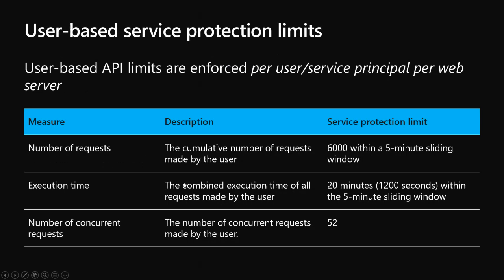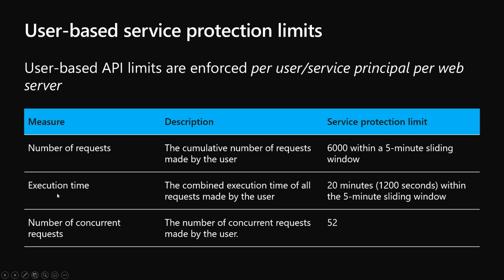When we look at user-based service protection limits, these are the limits against individual users or service principals. So these are API limits that are enforced per user or service principal per web server of that environment, which would be the AOS node. For each user per web server, we have three limits. The first category is the number of requests. Each service principal is limited to 6,000 requests within a 5-minute sliding window.